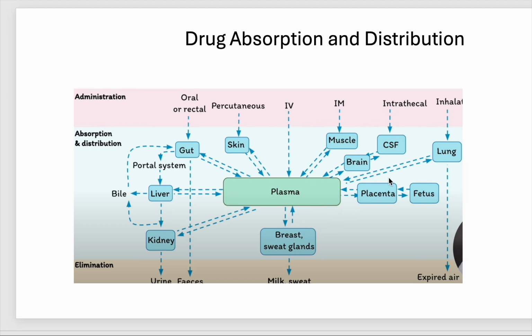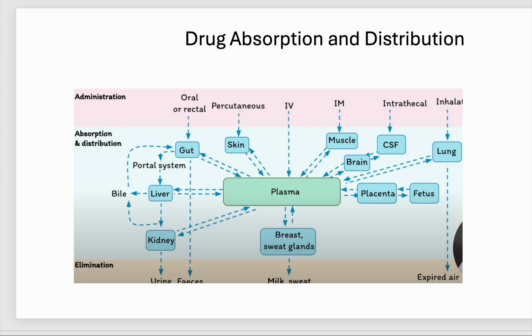In case of spinal fluid, again intrathecal, it's directly injected into the cerebral fluid, like the brain. It goes to the brain and then the plasma and keeps on circulating until it reaches its target. Inhalation, as we discussed, is directly taken via your nose. It goes to the lungs, the plasma, and then different targets.